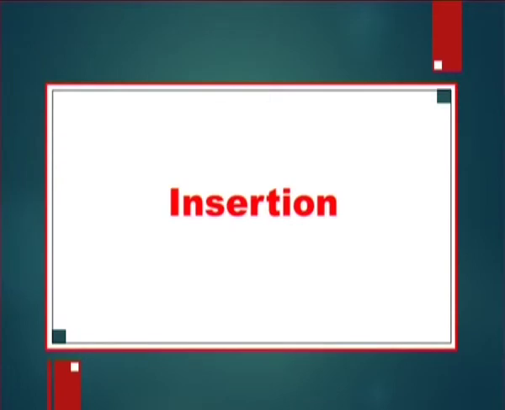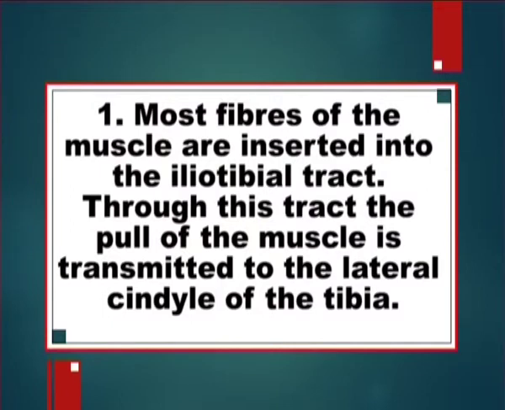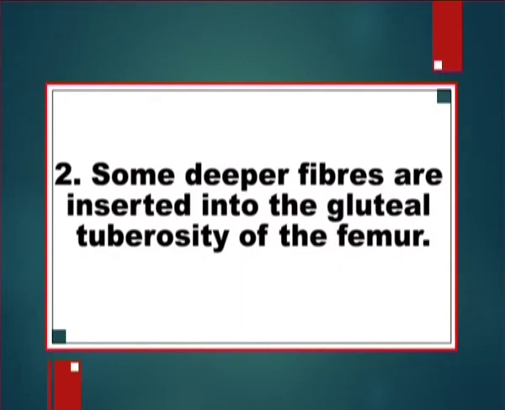Insertion. Most fibers of the muscle are inserted into the iliotibial tract. Through this tract, the pull of the muscle is transmitted to the lateral condyle of the tibia. Some deeper fibers are inserted into the gluteal tuberosity of the femur.